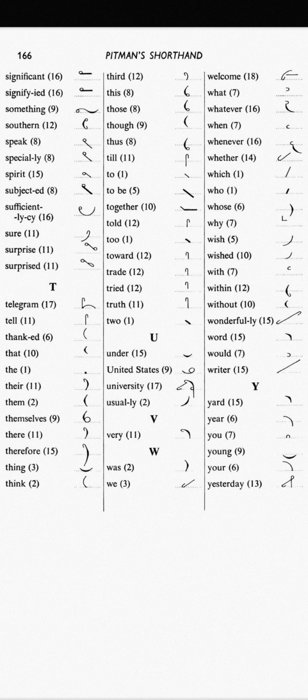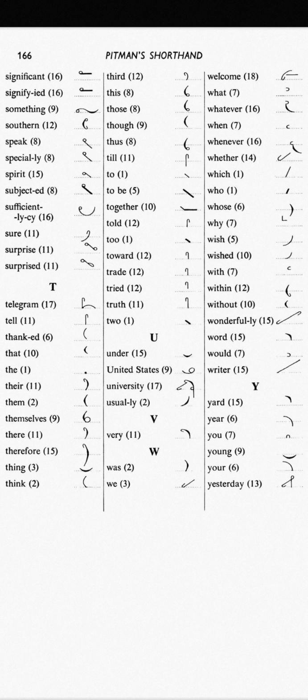NG stroke on the line for thing. Ith stroke on the line for think. Alternative form of ith with R hook half deer on the line for third. D stroke with S circle on the line for this. Same outline above the line for those. D stroke above the line for though. D stroke with S circle through the line for thus.